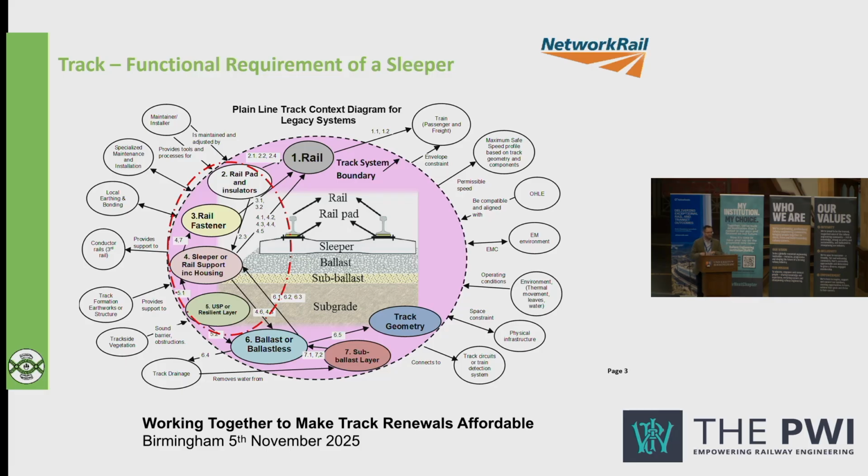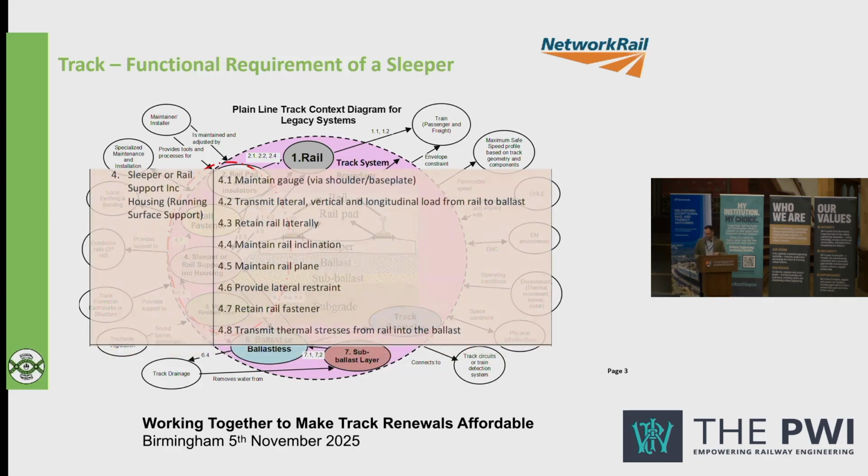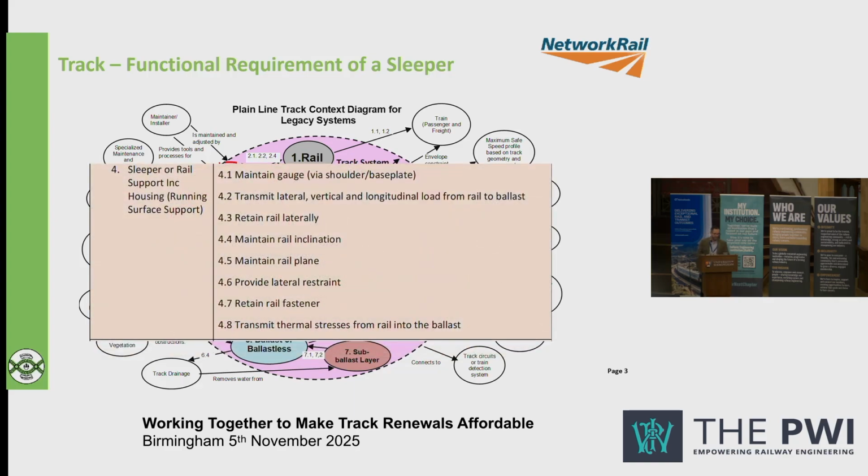So step back into the classroom a little bit. What does a sleeper do? As a system, its main function is really to support the rail and transfer load into the ballast. If you were to look at the functional requirements of what a sleeper should do: maintaining gauge, rail plane, inclination, lateral resistance as part of it.